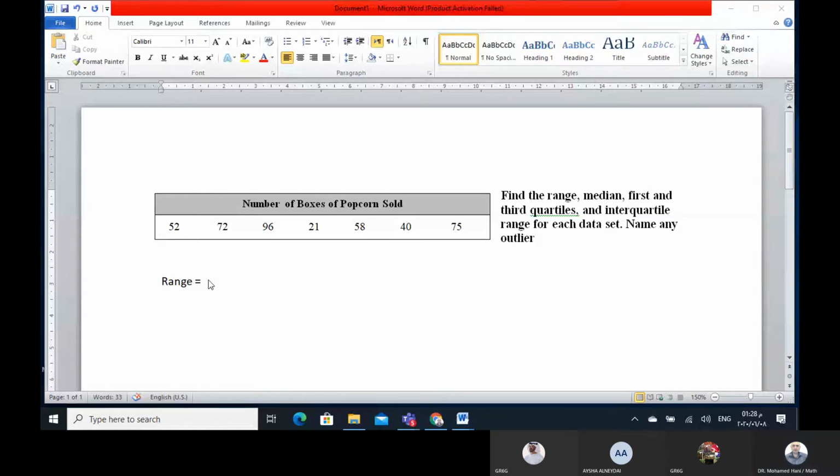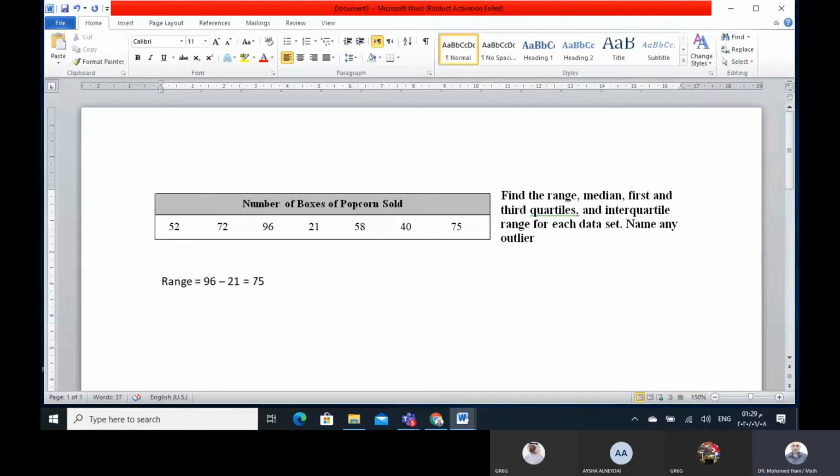Okay, see with me now the range. What is the big value here? The big value will be 96 minus the small value. The small value will be 21. This is the meaning of range: take the big value minus the small value. Now 96 minus 21 will be 75. This is the range.